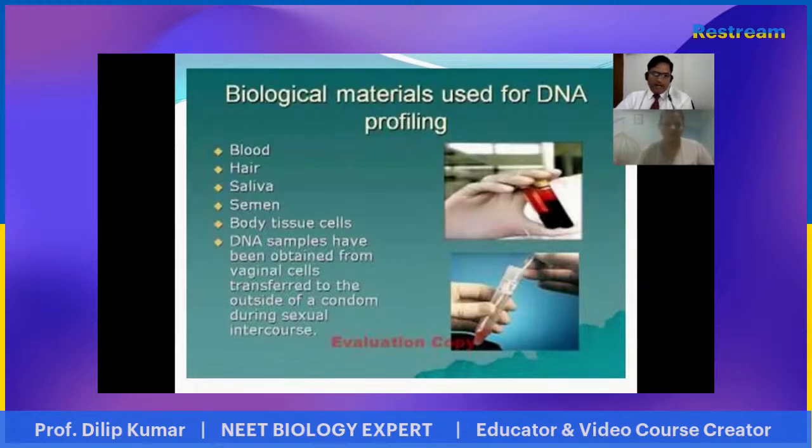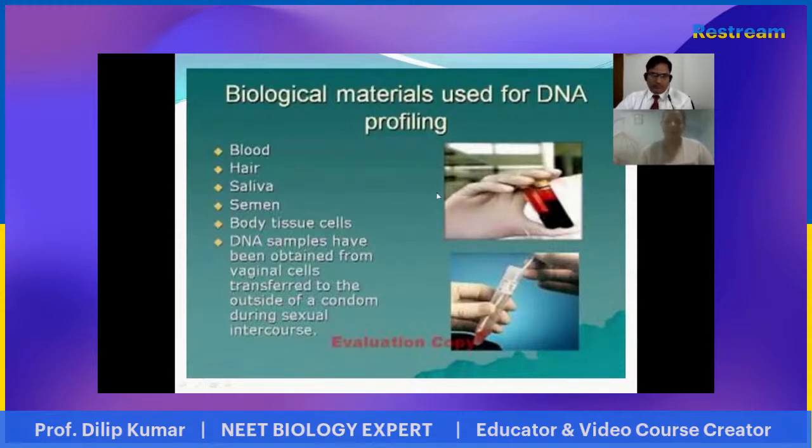DNA samples have been obtained from vaginal cells transferred to the outside of condoms during sexual intercourse. This is the last case: suppose among blood, hair, saliva, semen and body tissues, none are present, and the case is a rape case. Then the condoms are used as a sample, because semen is present in the condoms, and in the semen the sperms are present and the sperm has the DNA. So these are the biological materials used for DNA profiling.